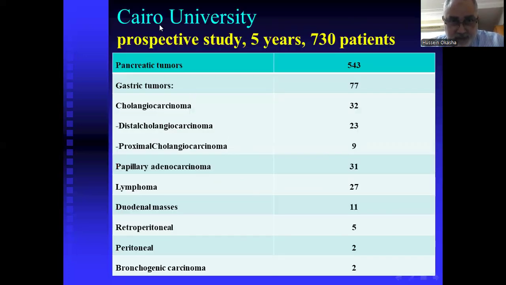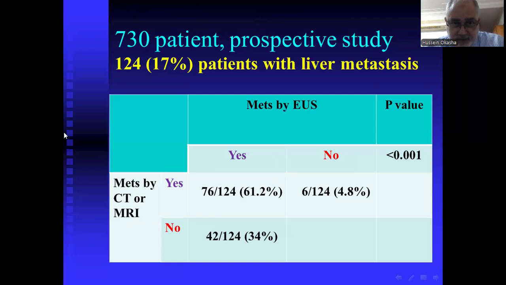In Cairo University, in Qasr Aini Hospital, we conducted a prospective study over 5 years and included 730 patients with primary malignant tumors. Most of them are pancreatic, more than 500, but there were gastric tumors, cholangiocarcinoma proximal and distal, papillary adenocarcinoma, lymphoma, and so on. In these patients, we examined the liver thoroughly to detect any hepatic focal lesions.